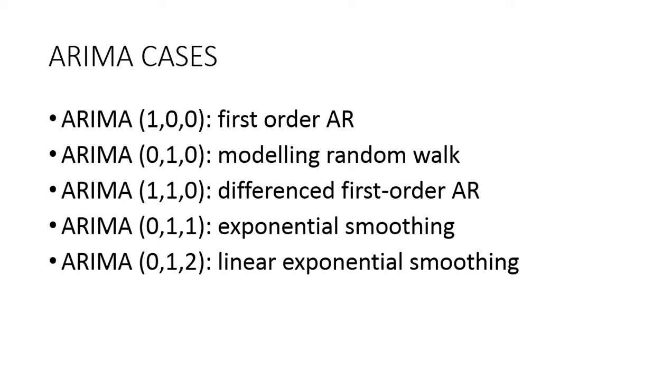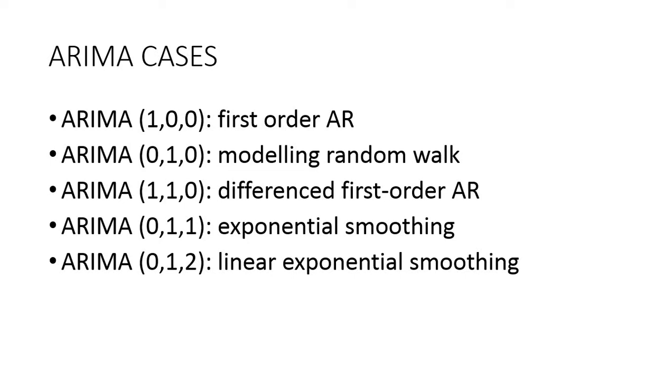ARIMA of 1,0,0 is just a first order autoregressive model. In this case, we do not specify any lagged error terms. MA is equal to 0. We do not perform any differencing. We just assume that the value of the variable depends on its own value in the previous period.